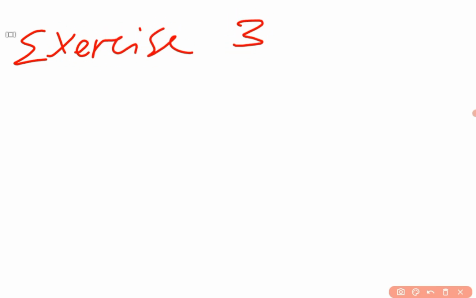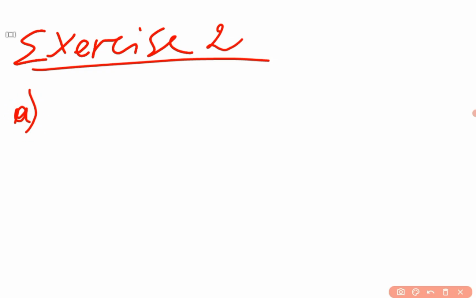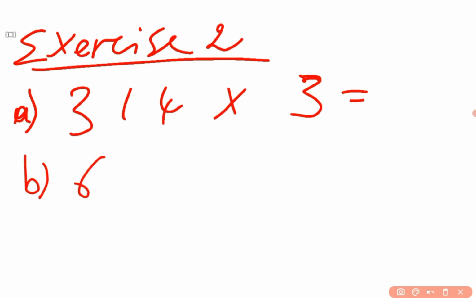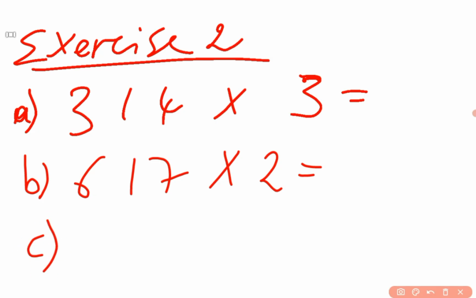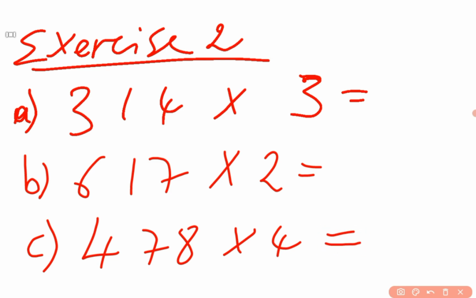Exercise. This is exercise 1. Exercise 2. Alright, so now exercise 2A, you multiply 314 times 3. In B, you multiply 617 times 2. And in C, you multiply 478 times 4.